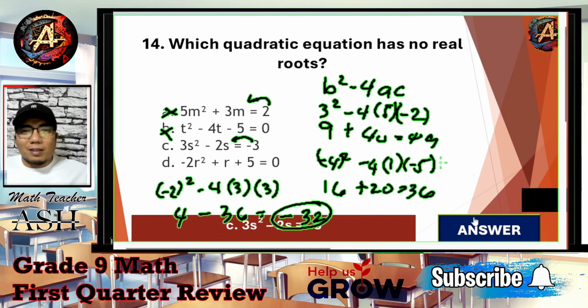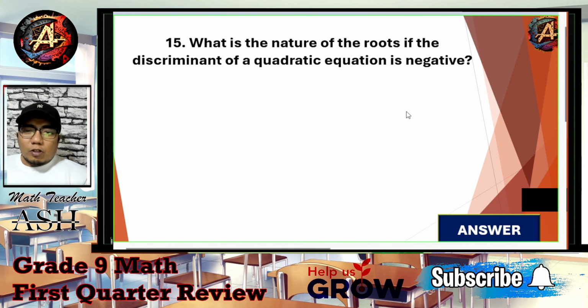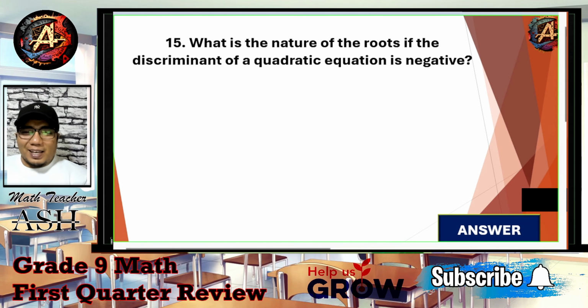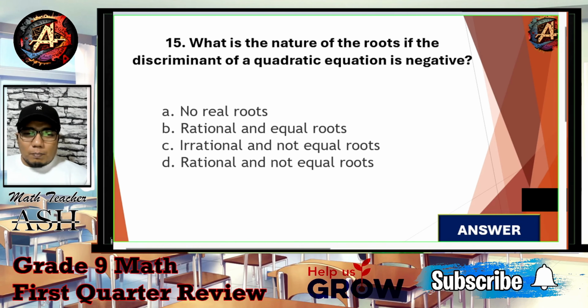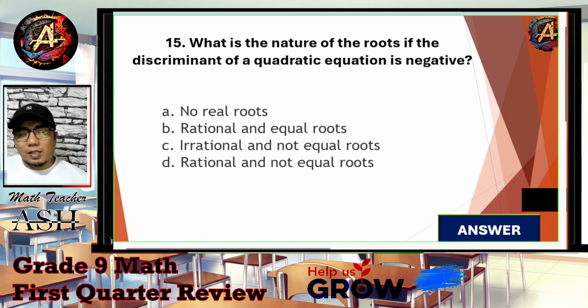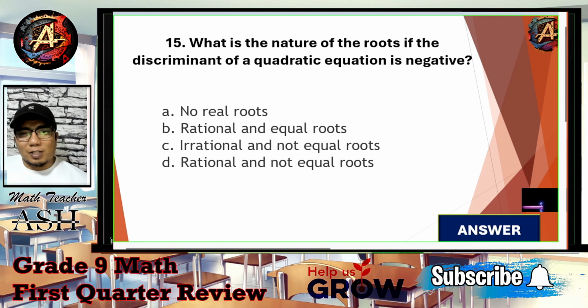Alright, so I hope you got that one. Now let us go to question number 15. What is the nature of the roots if the discriminant of a quadratic equation is negative? Is it A, no real roots, B, rational and equal roots, C, irrational and not equal roots, or D, rational and not equal roots? I'll give you 5 seconds to think about your answer.